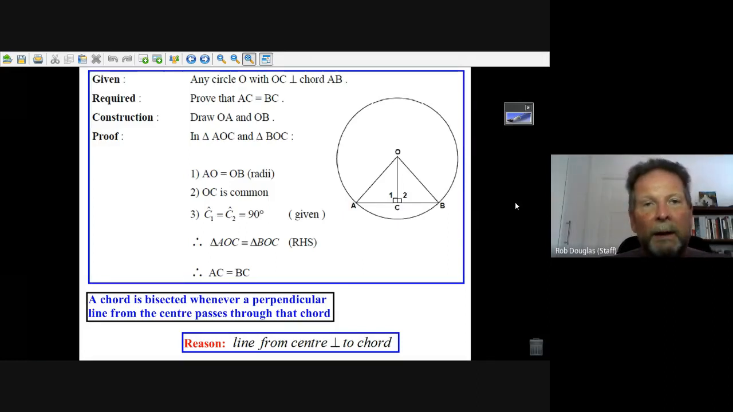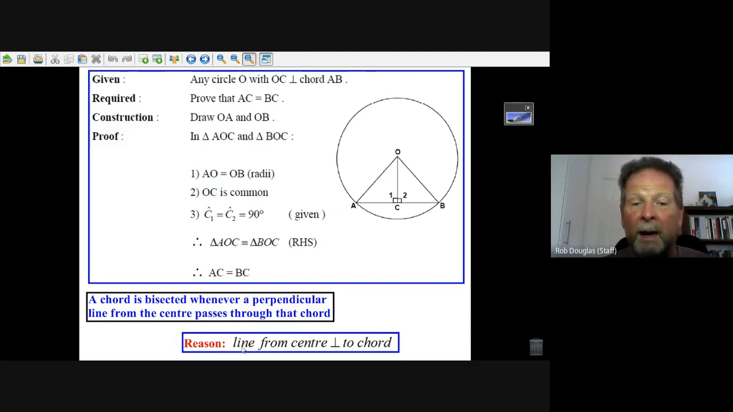Okay, we're going to look at two geometry reasons that we have to be able to prove. One is if you've got a line from the center, and it's perpendicular to a chord. So this is the way you write the reason.